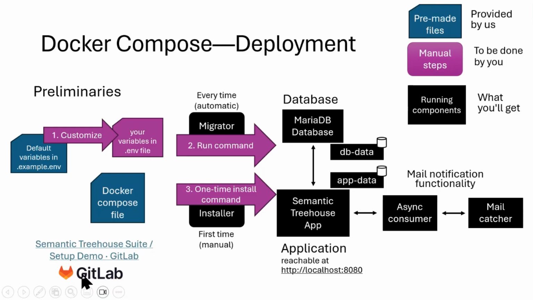Now we see the same picture, and this is the legend. Some pre-made files are on gitlab.com. So that's here. There's a Docker Compose file. There are default variables. There are some manual steps that we need to do. It's not a lot, but I indicated them with purple. So this part I'll first show later, and then we do run, then the magic happens, and this is what you get. And I added here, this should be reachable at your localhost.